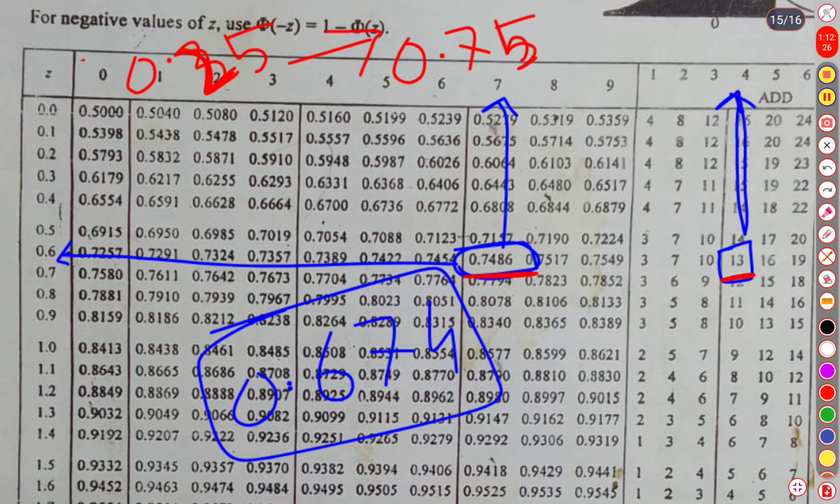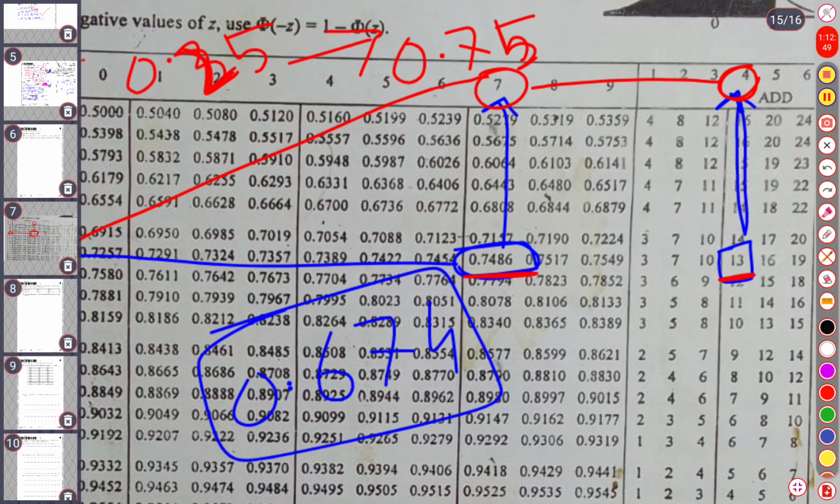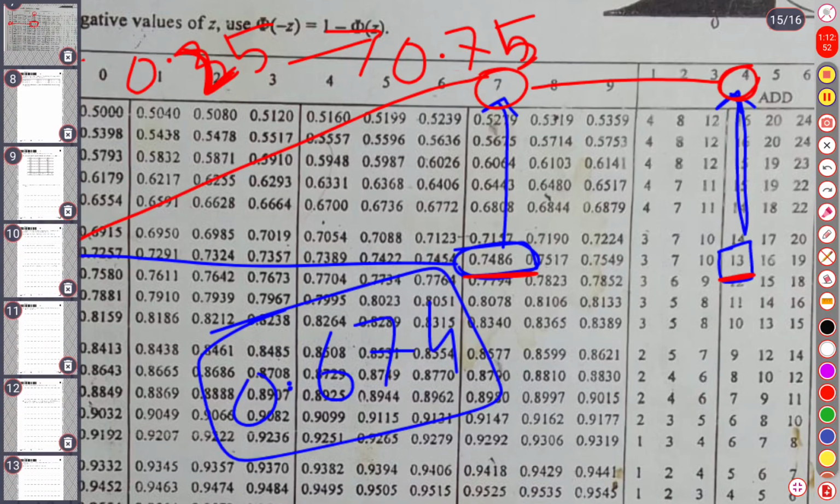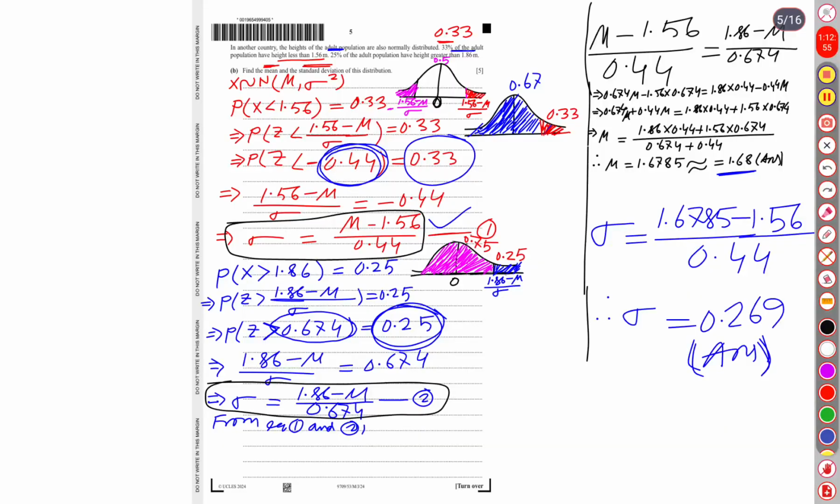0.7486, and if 13 is added it will be 0.7499, so almost 0.75. So how to do it? First we find the row, 0.6, and our first column is 7, and the second column is also 4. So our corresponding z-score was 0.674. Let's see whether we have used 0.674 or not. Yes, we have used 0.674. So this is how, if probability is given, we find the corresponding z-score.